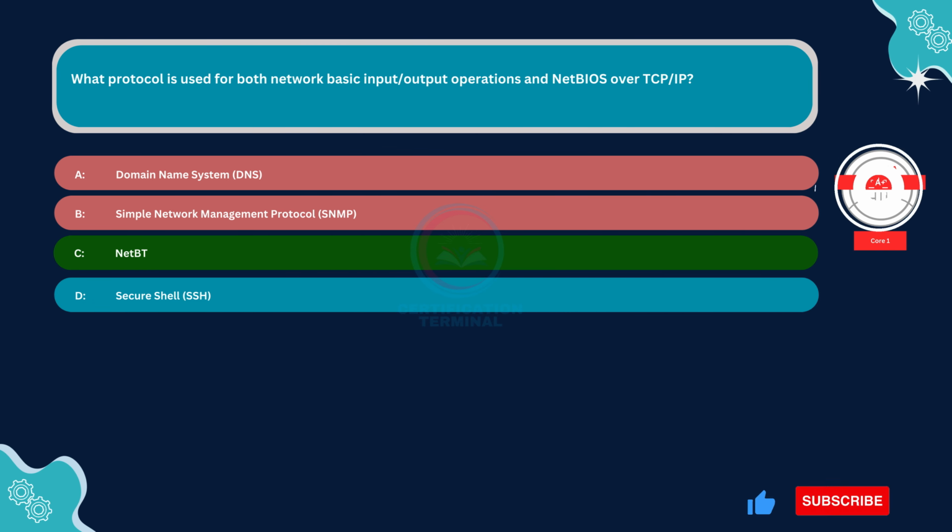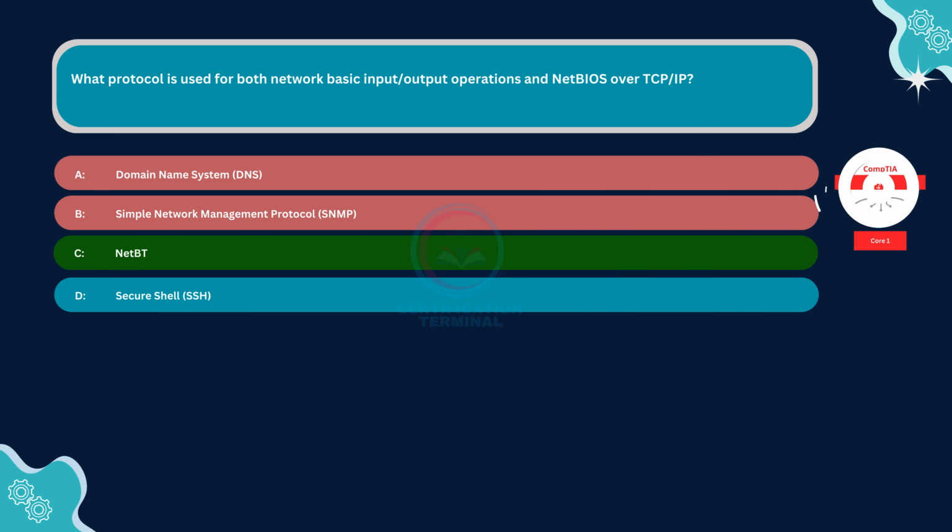Option D, SSH, Secure Shell, is incorrect. SSH is a cryptographic network protocol used for secure remote access to network devices. It is not related to network basic input or output operations, NetBIOS, or NetBIOS over TCP/IP.